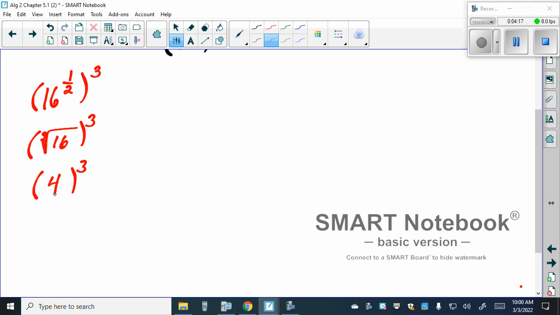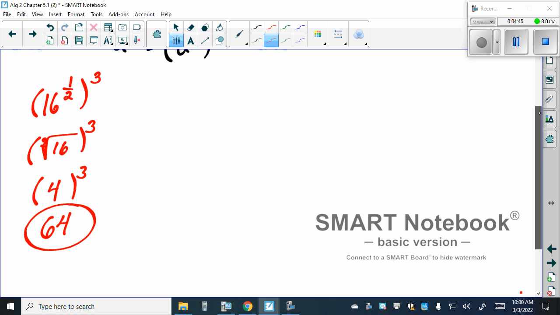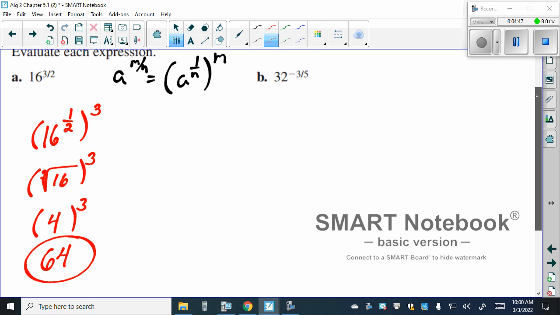Now we just need to find 4 to the third, which is 64. Four to the third power is 64. And that's it. So if we're doing these by hand and didn't use a calculator, this is one of the easier ways to work this, because we can break it apart and take it piece by piece, and it's a little bit easier to figure out. Any questions on the first one?